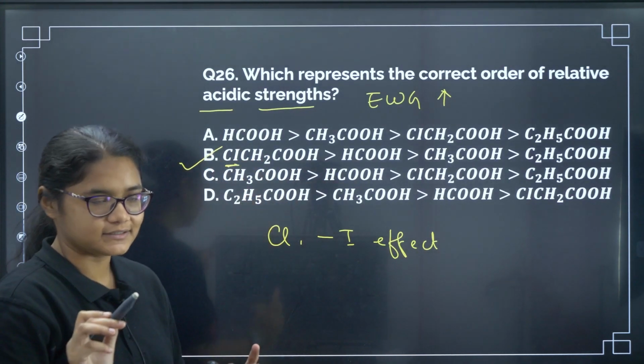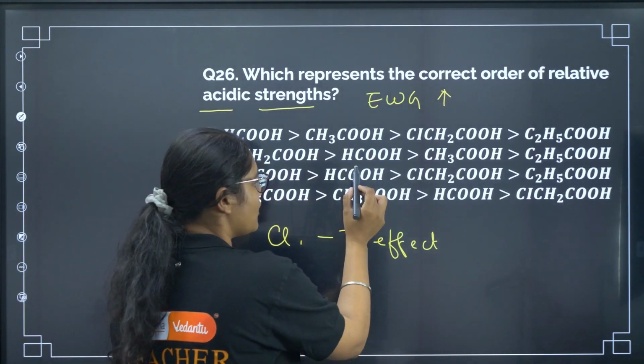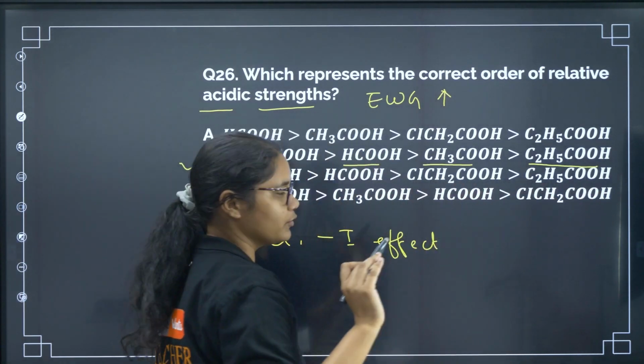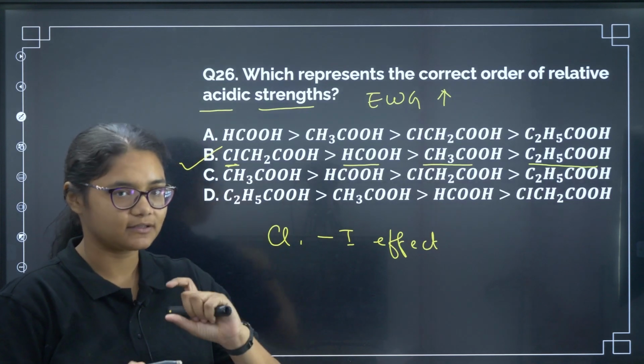Option B should be the correct answer. We can check other options also here. Now here in these three molecules there is no chlorine, right? So there is no effect which can stabilize the conjugate base.